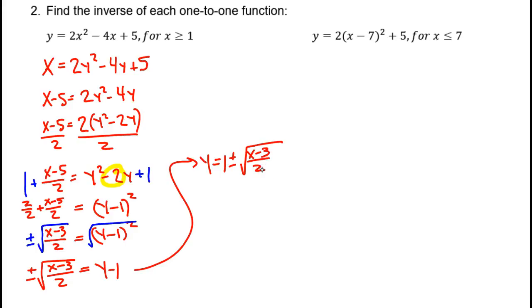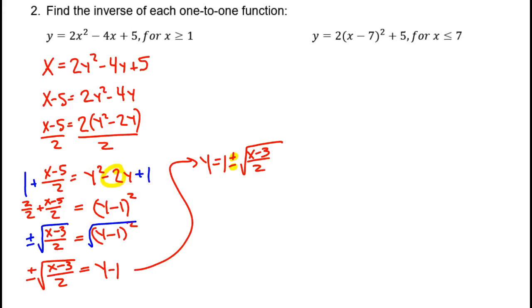But I have to make a choice because this isn't a function. The reason it's not a function is because if I pick an x value like 10 and I plug it in, I'm going to get two different y's, one for the plus and one for the minus. So I have to pick one of those, plus or minus.